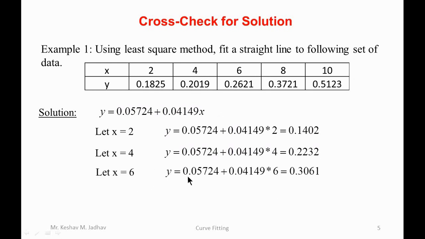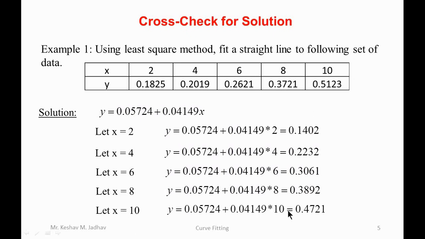Then if you put X is equal to 6, then we will get Y is equal to 0.3061, which is slightly greater than this actual value. Then if you put X is equal to 8, then we will get Y is equal to 0.3892, which is nearly equal to actual value. Then if you put X is equal to 10, then we will get Y is equal to 0.4721, which is slightly lower than actual value. So here, by putting different X values, we will get respective Y values from this model equation.